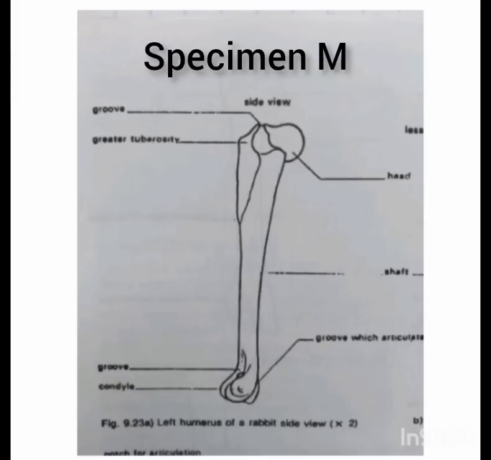Then it forms a hinge joint at the elbow. Then it allows free movement of the arm. So that is the property of it. It is the bone of the arm. So that is the humerus. That's the little information I have about it.